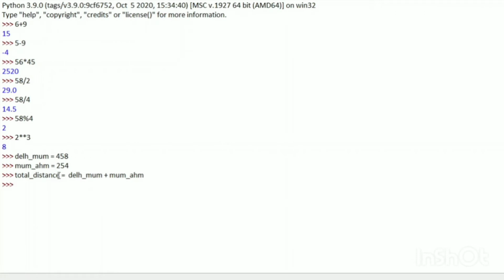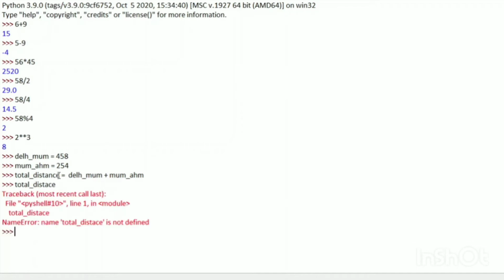So when I now print total distance, sorry, I didn't put in total distance. So it will give me the answer as 712.